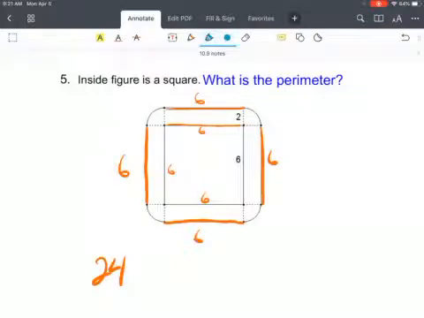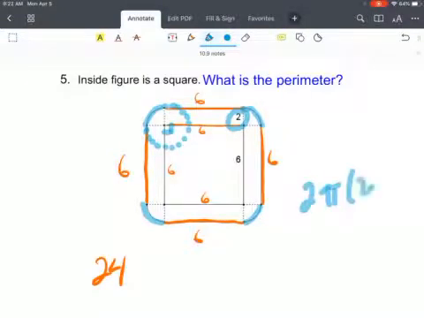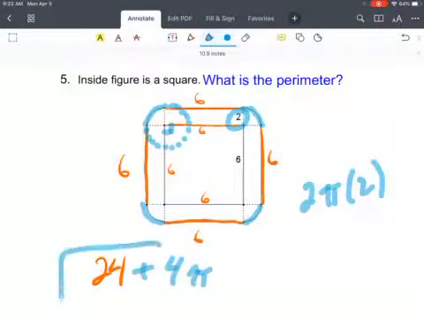And then for our partial circles, we have a quarter. Because it's a square, we know those are right angles, and that is a quarter of a circle. And we have another quarter, 3 quarters, 4 quarters. We have a whole circle with a radius of 2. So it's just 2 pi 2. So we're adding 4 pi.